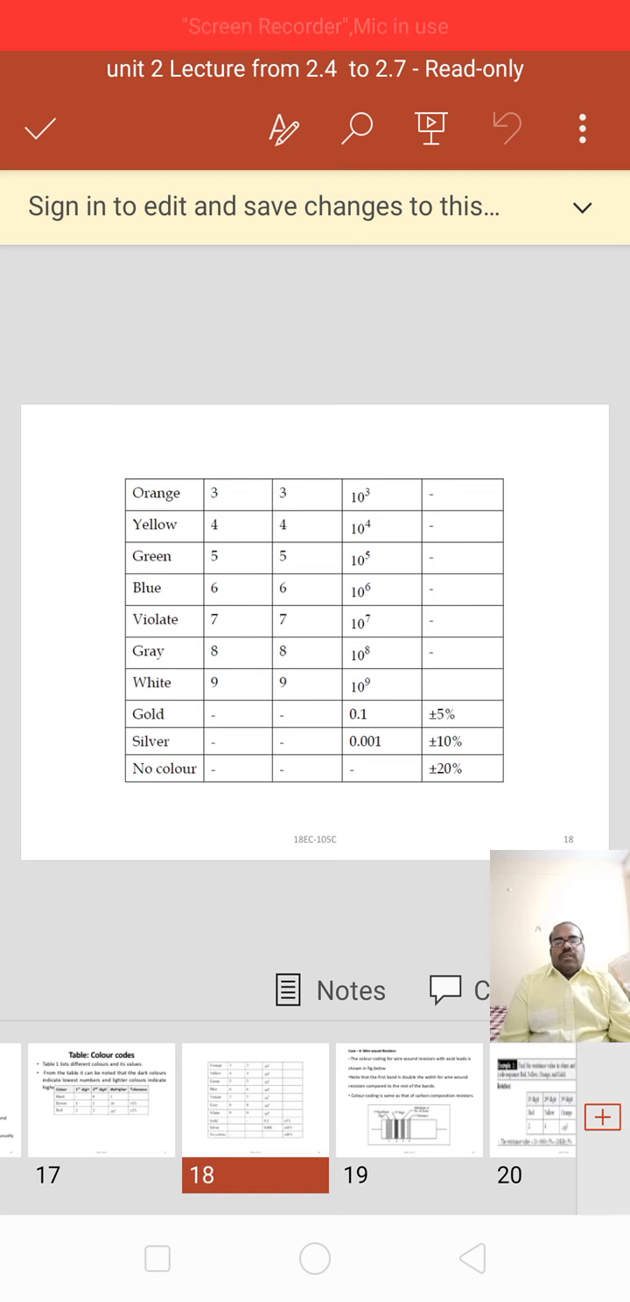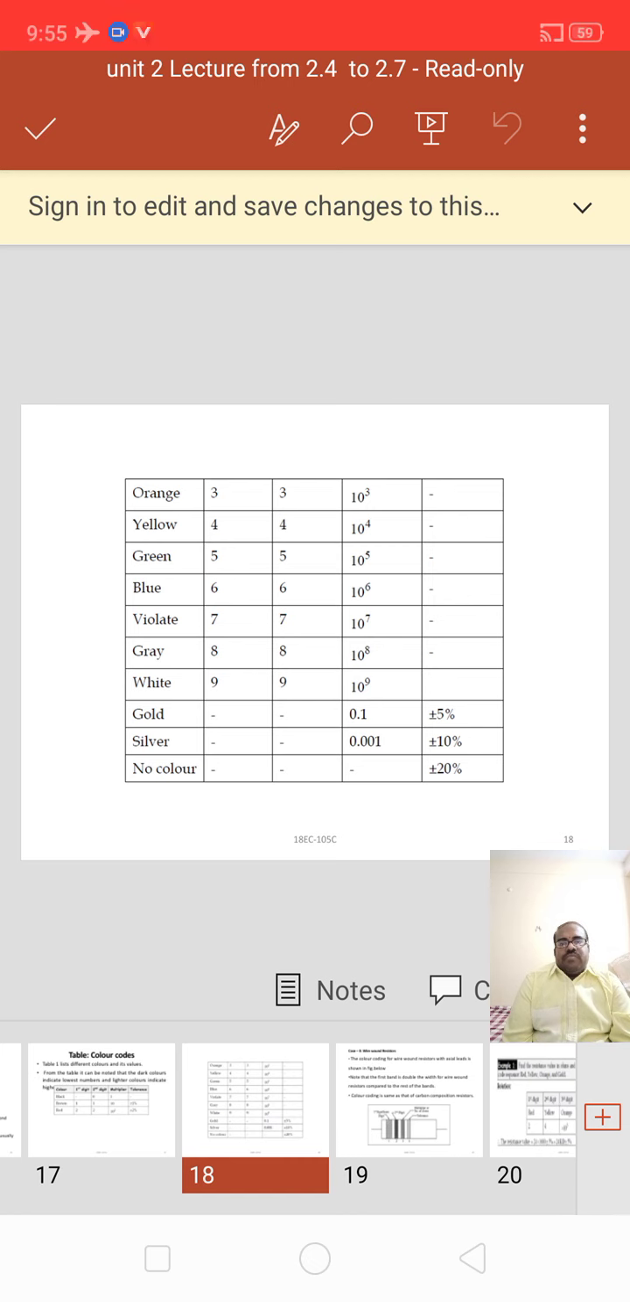Next, orange is 3, first digit 3, second digit 3, multiplier is 10 cube, tolerance is 0. Yellow is 4, first digit 4, second digit 4, multiplier 10 power 4, tolerance 0. Green, first digit 5, second digit 5, multiplier 10 power 5, tolerance is 0.